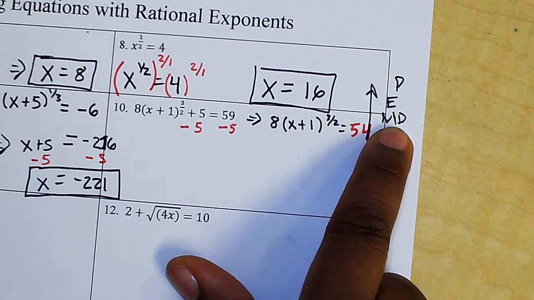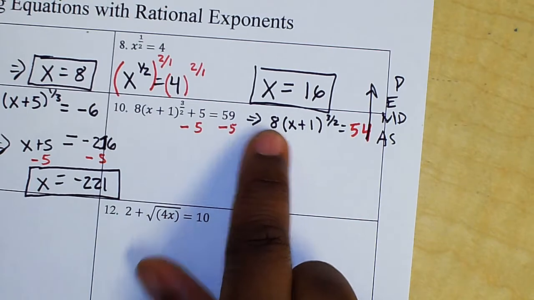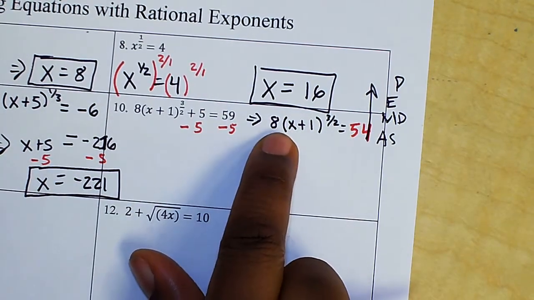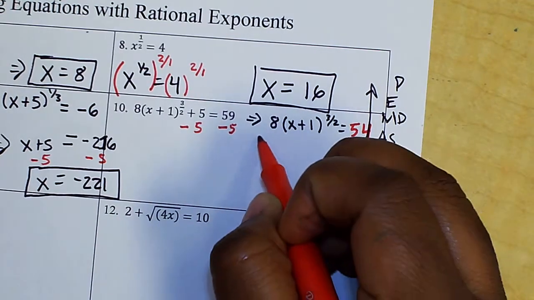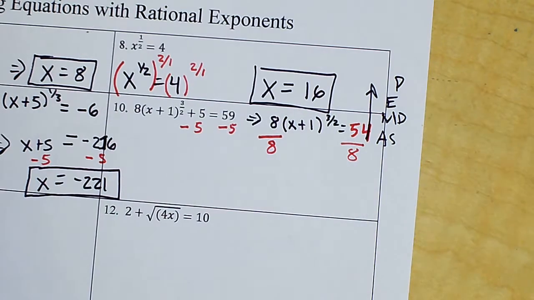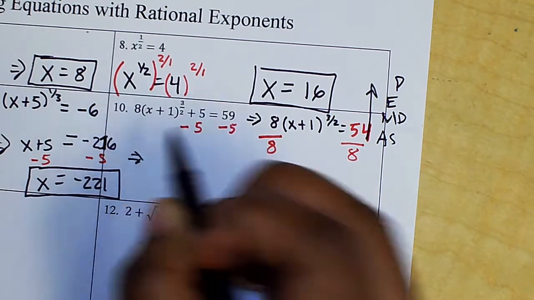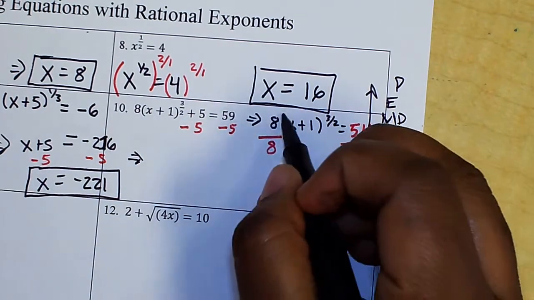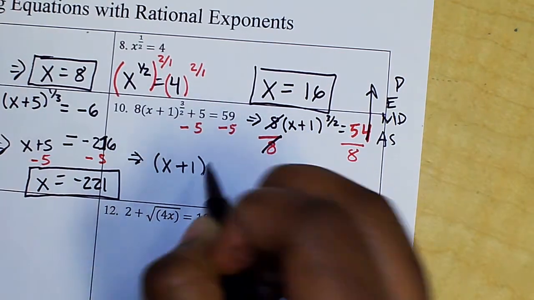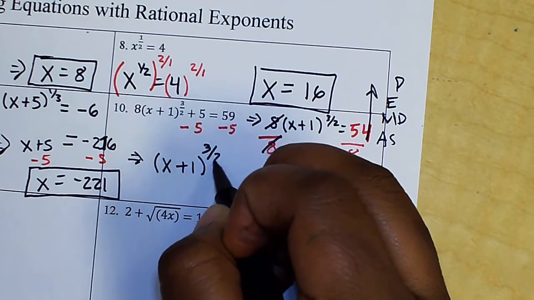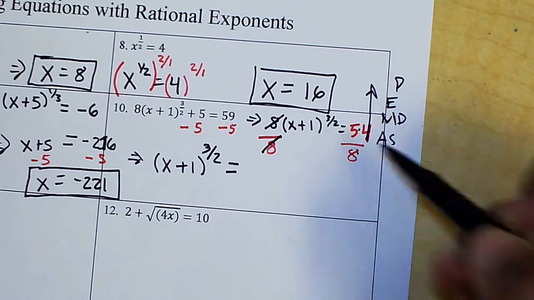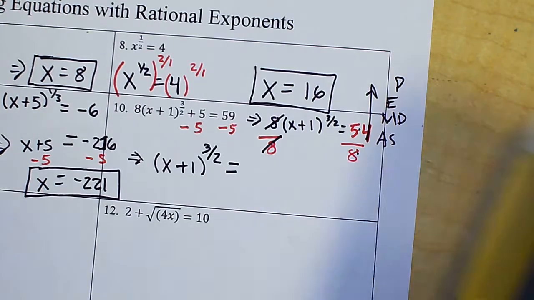Let's move anything that's being multiplied or divided. So I'm going to move this 8. It's being multiplied. I know it's being multiplied because it's right next to the parentheses. So I got to divide everything by 8. So I'm going to write my new equation over here. So 8 divided by 8, that's going to cancel out. So I have x plus 1 to the power of 3 over 2 is equal to now 54 divided by 8. Let's see what that equals to.